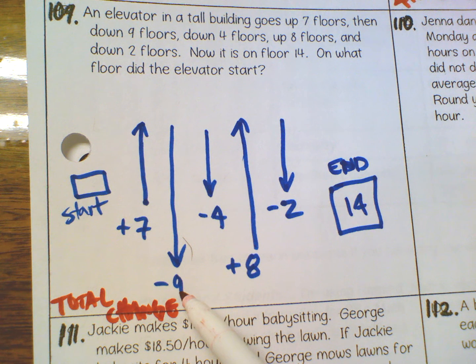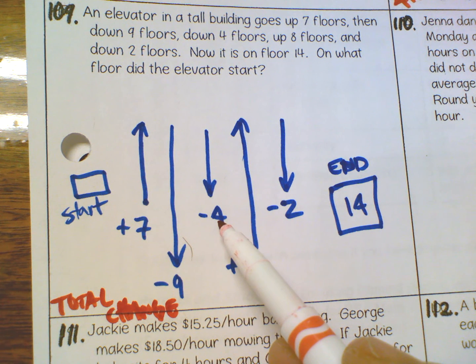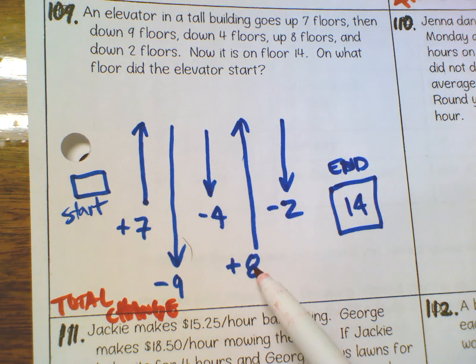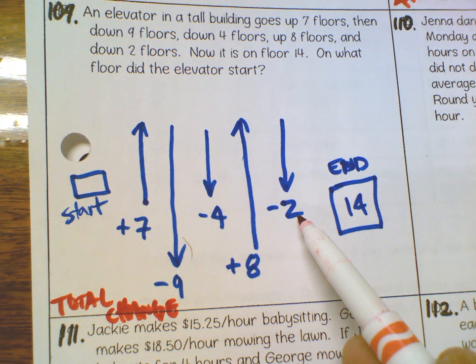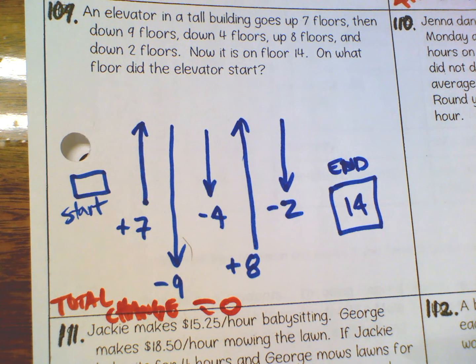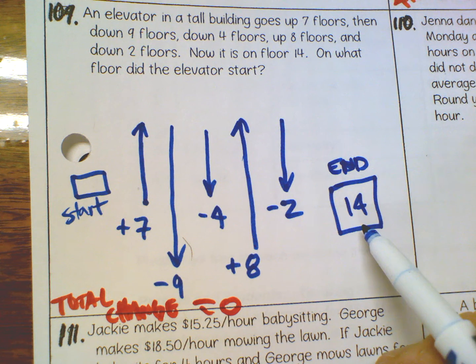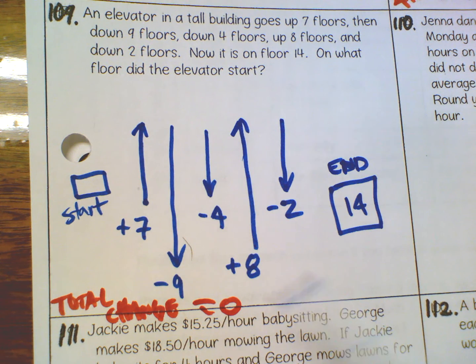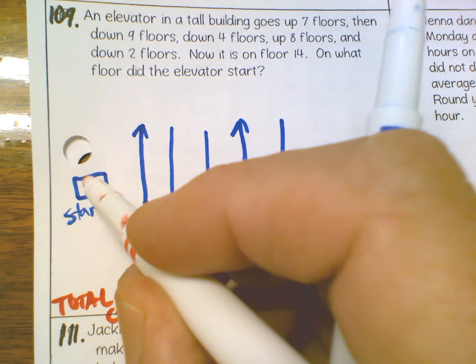7 and negative 9 is negative 2. Plus a negative 4 gives me negative 6. Negative 6 and 8 gives me positive 2. Positive 2 and negative 2 is 0. So total change is actually 0. So where did it start? If it ended at 14, and its total change was 0, my guess is it started at 14.